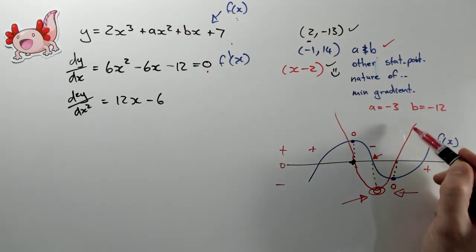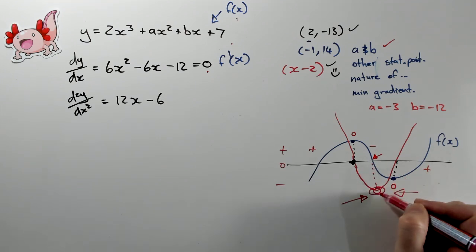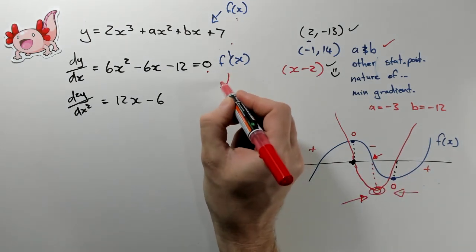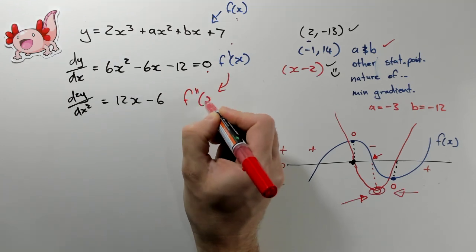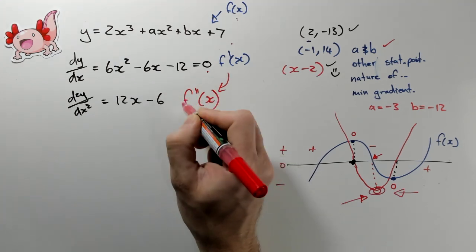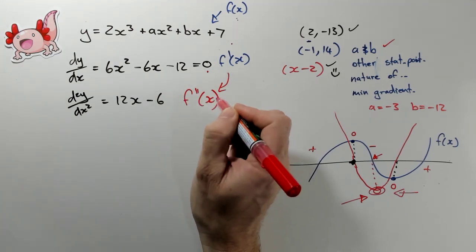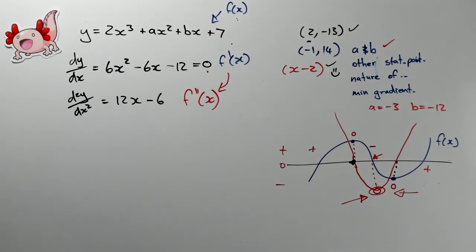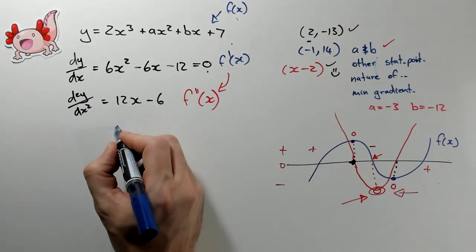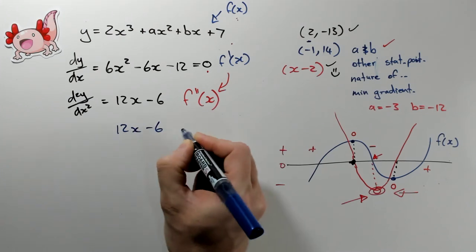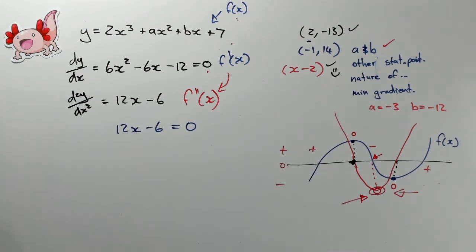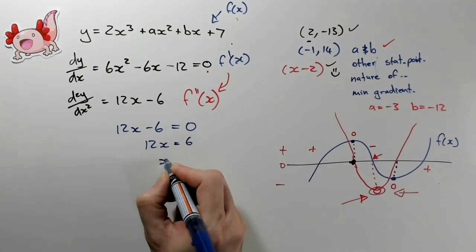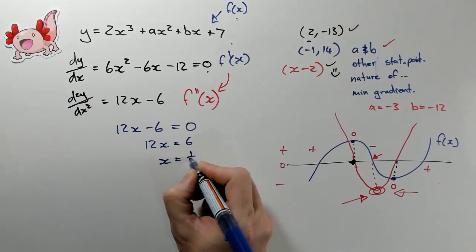And now this is just another function. If I wanted to find the stationary point here, I would just derive that function again, and then make that equal to 0. And then I'll find that stationary point. And that's exactly what we're going to do now. So we're just going to take our second derivative, 12x minus 6. I'm going to say this is equal to 0. And 12x is going to be 6, and x is going to be a half.